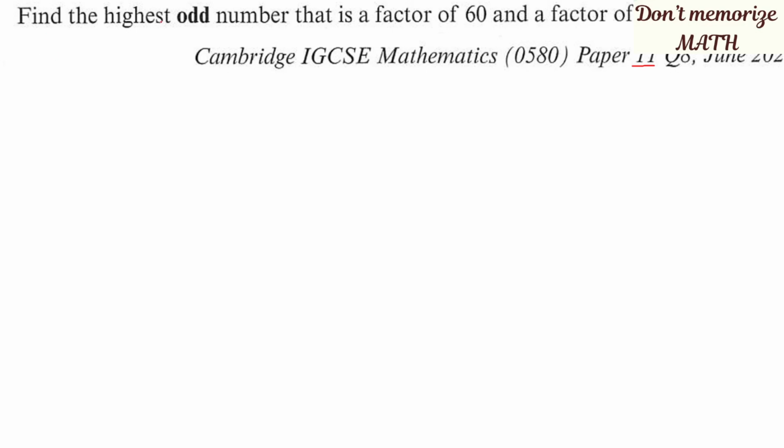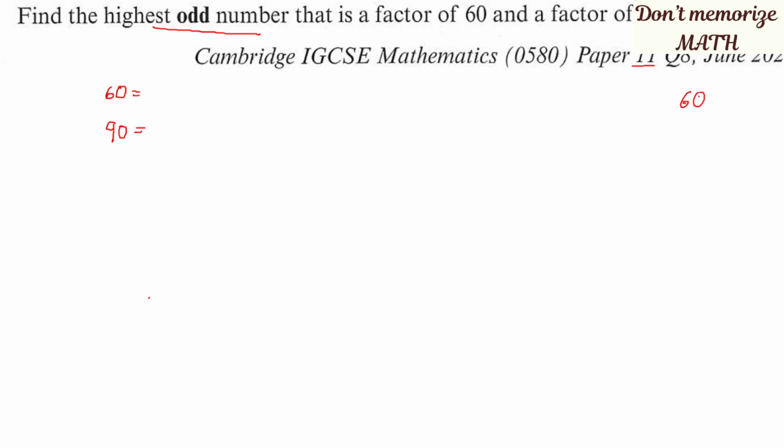Here we need to find the highest odd number that is a factor of 60 and a factor of 90. First we will write 60 and 90 as a product of prime factors. You should know how to write them as a product of prime factors, and I will give you a method for that.